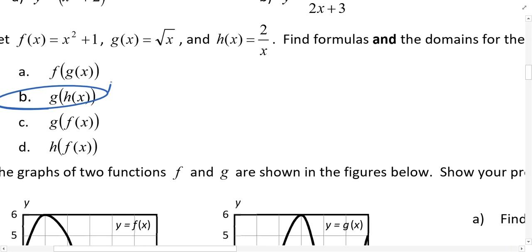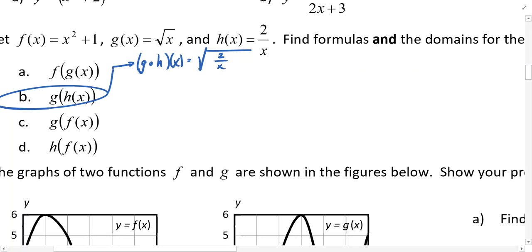Now, if G is composed with H, where G is on the exterior, then G composed with H, which also may look like this with this notation. Let me make that a little bit more obvious. G composed with H at x would be the square root of something. So G is our outer function, and the something on the interior would be 2 over x.